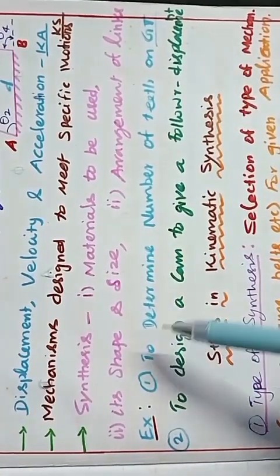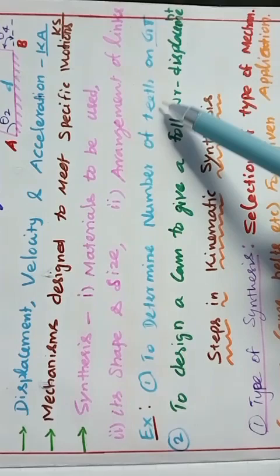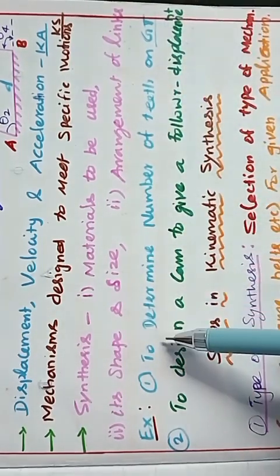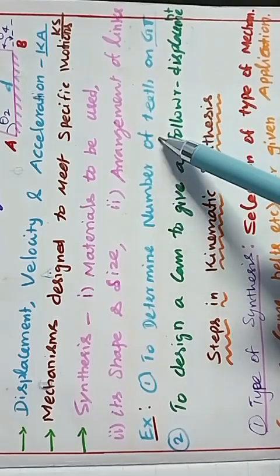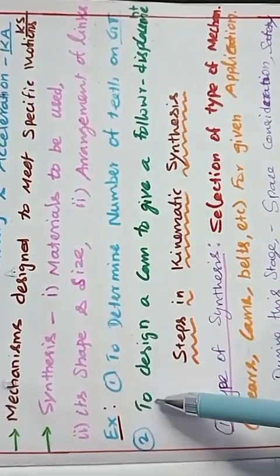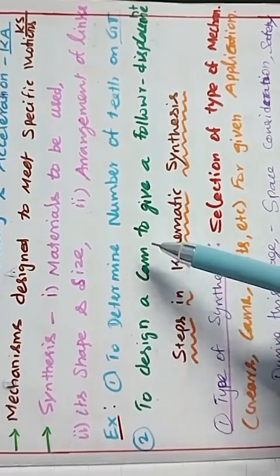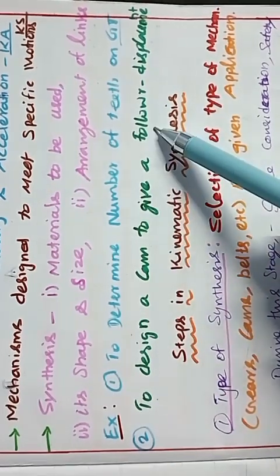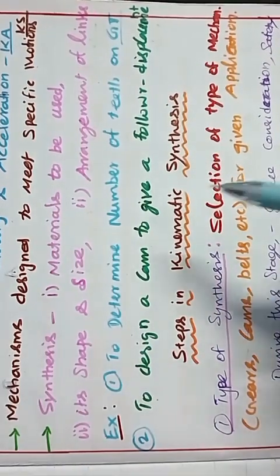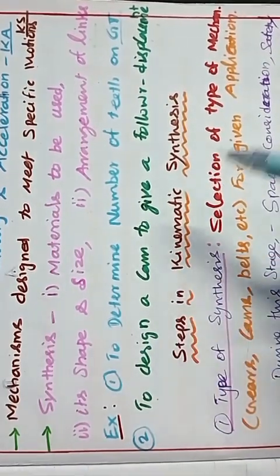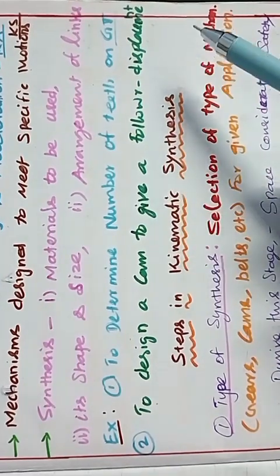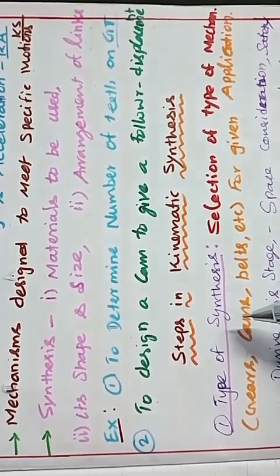Example number 1, to determine the number of teeth on a gear train to get the required velocity ratio. Next one is to design a cam to give a follower the required displacement motion.